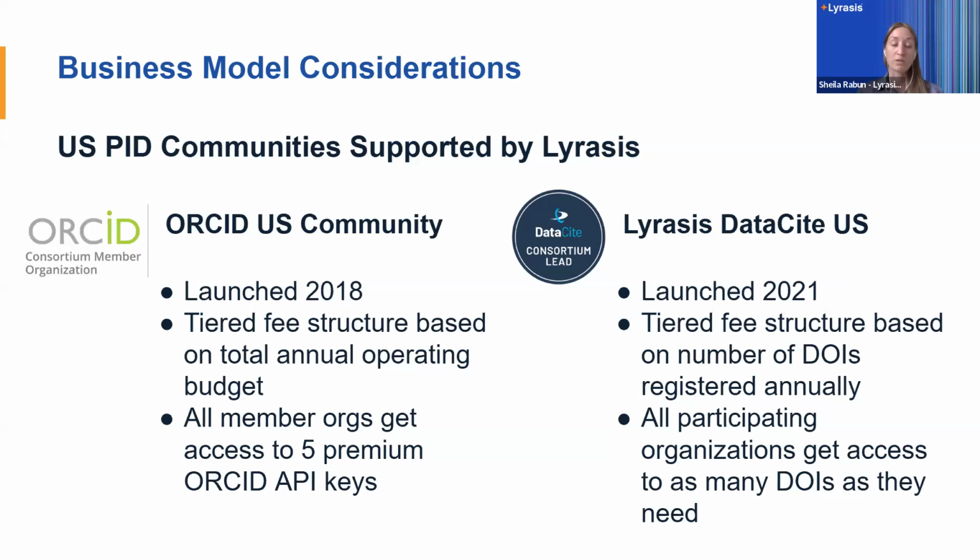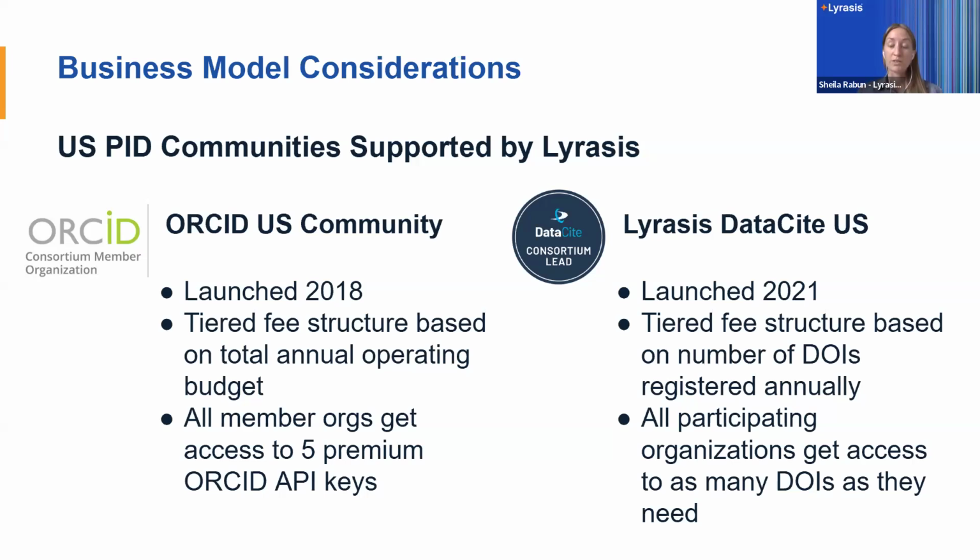So with our ORCID US community, for example, there's a tiered fee structure based on the total annual operating budget of each participating organization. And all of those organizations get access to 5 premium ORCID member API keys, in addition to many other benefits. So that's one model that we're already working with.